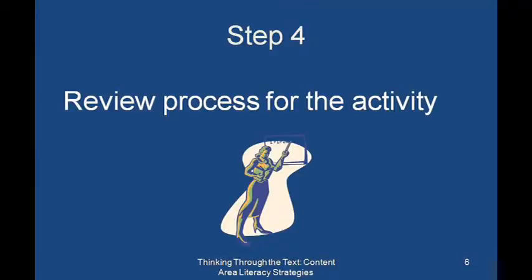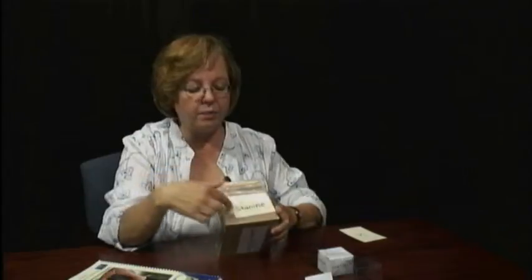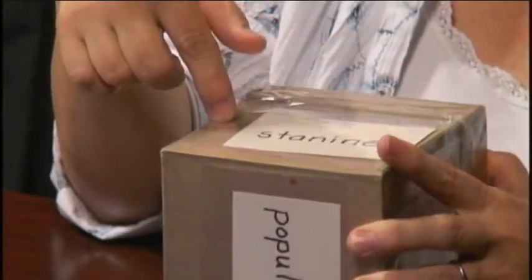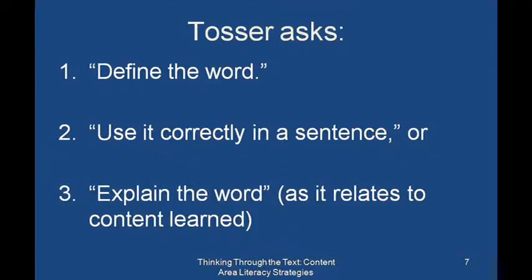Now, with content vocabulary, one student tosses the box to another one, who must then explain the term that landed on top. Explain how it relates to the content area. Train the students, if they are the tosser, to ask the catcher to either define the word, use it correctly in a sentence, or explain how it works.